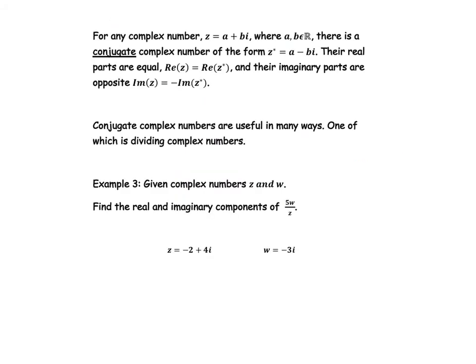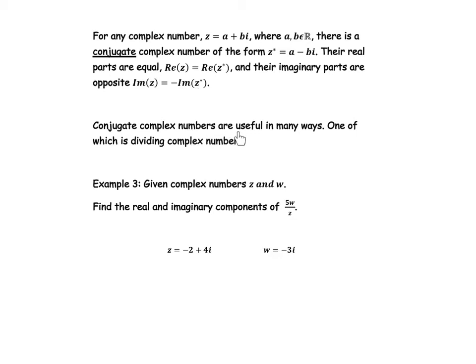We got a few more slides here. For any complex number in the form a plus bi, which we know is Cartesian, where a and b are real numbers, there is a conjugate complex number noted as z star, which is equal to a minus bi. So we change the sign of the imaginary component. Their real parts are equal, as you can see. Up here, a is no different, but their imaginary parts are opposite. So the imaginary portion of z is equal to the opposite sign of the imaginary portion of its conjugate.